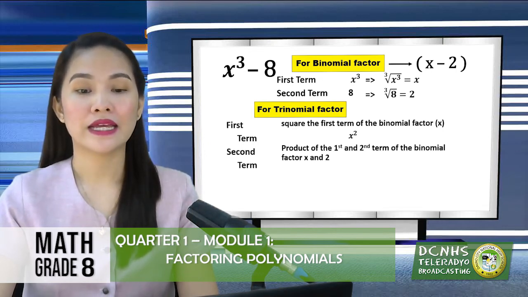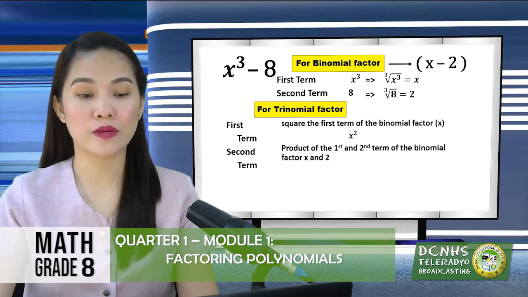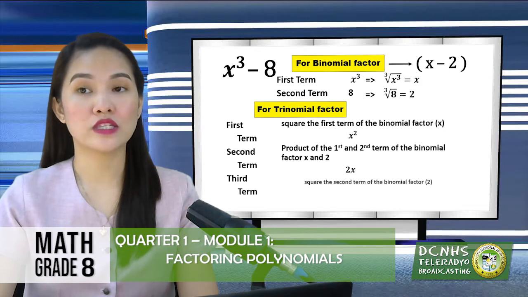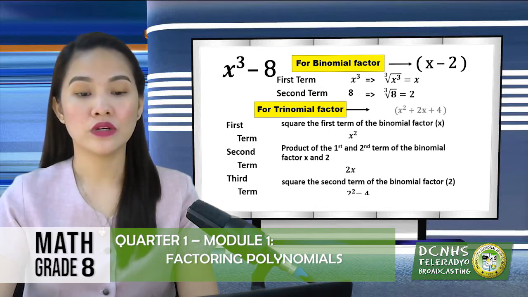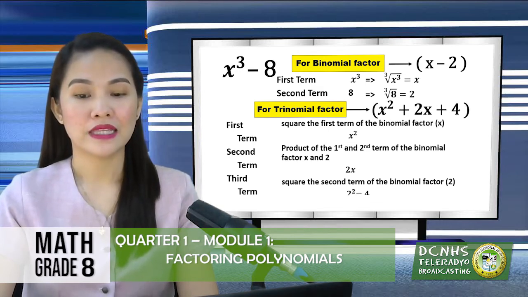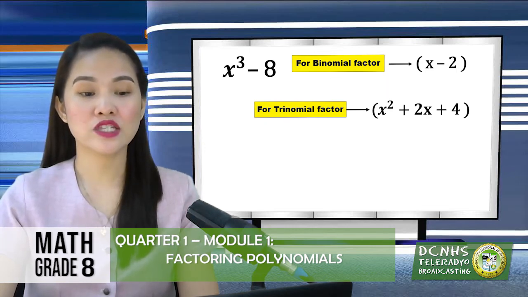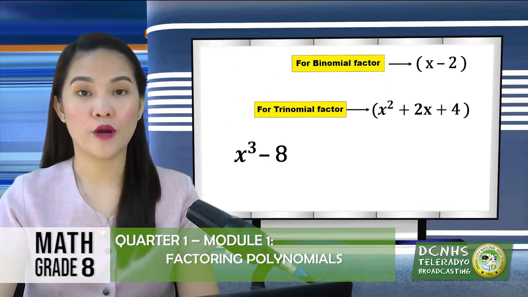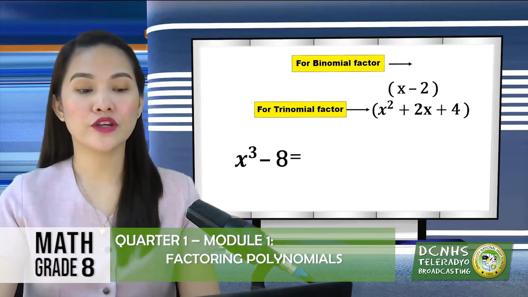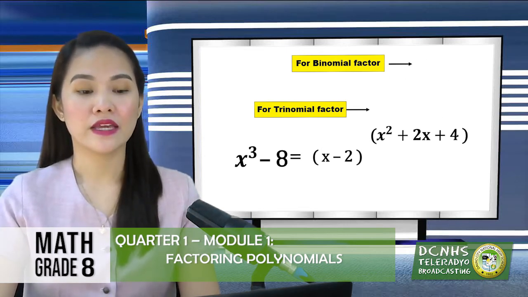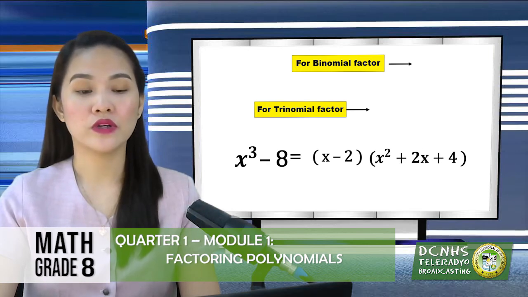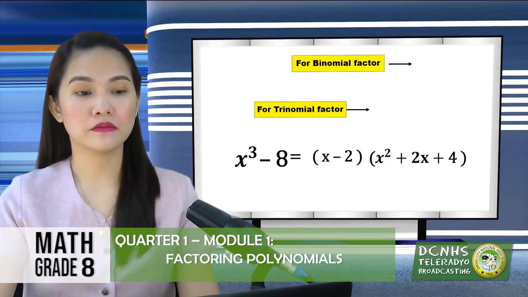For the second term, get the product of the first and second terms of the binomial factor, x times 2. And the result is 2x. And for the third term, square the second term of the binomial factor, which is 2. The result is 4. The trinomial factor is x squared plus 2x plus 4. Therefore, the factors of x cubed minus 8 is the quantity of x minus 2 times the quantity of x squared plus 2x plus 4.